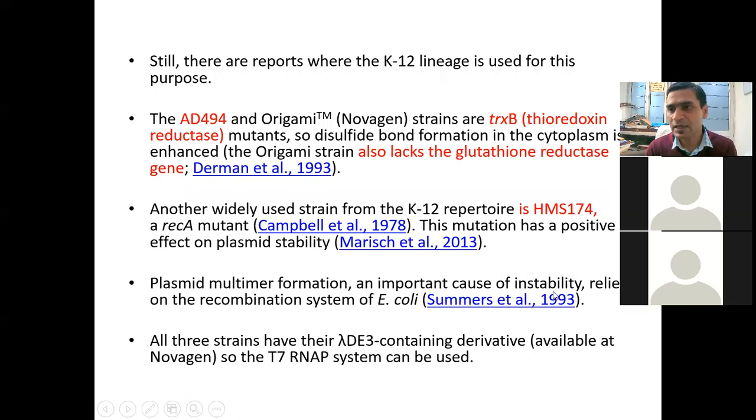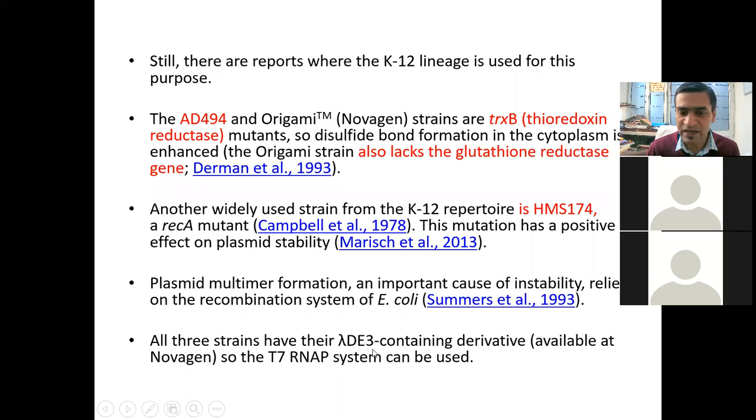We sometimes see that plasmid loss happens; this is called plasmid curing. So why does plasmid curing happen? Because of the formation of multimers. They become concatemeric plasmids, one circle, another circle. So many circles of the plasmids become multimeric, and multimeric formation will be responsible for the loss of your plasmid from the cells. So how can you get rid of this? Again, by making certain mutations. Plasmid multimerization relies on the recombination system of E. coli. So if you use this mutation, HMS174, it will prevent that instability.